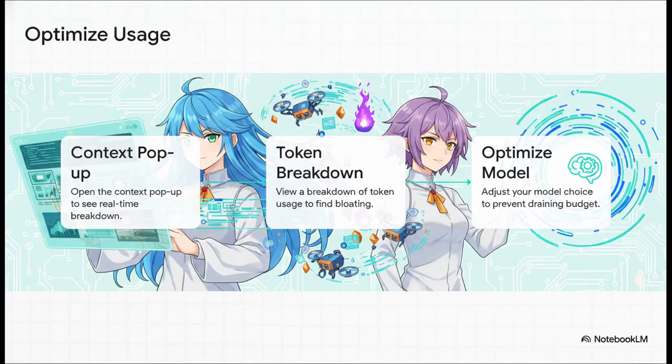Now, even with these cheaper models, you still want to be efficient, right? So the crucial point here is utilizing Cursor's new context pop-up. If you ever feel like you're suddenly burning through tokens, you just pop this open to get a real-time breakdown of exactly where your context window is filling up. This lets you immediately optimize your model choice, saving you from blindly draining your resources on a bloated context window.